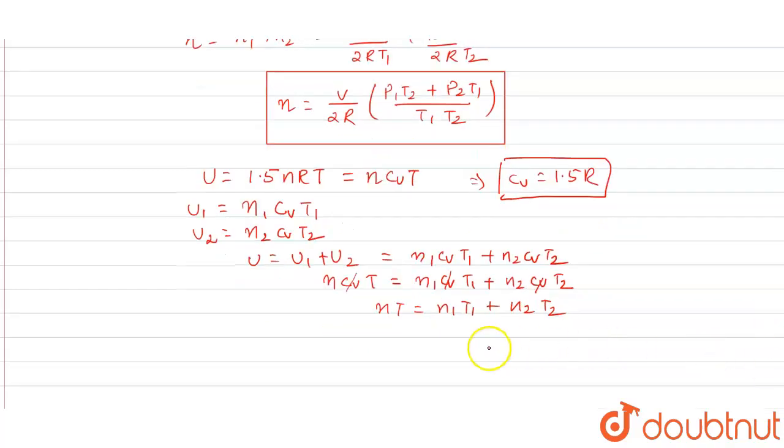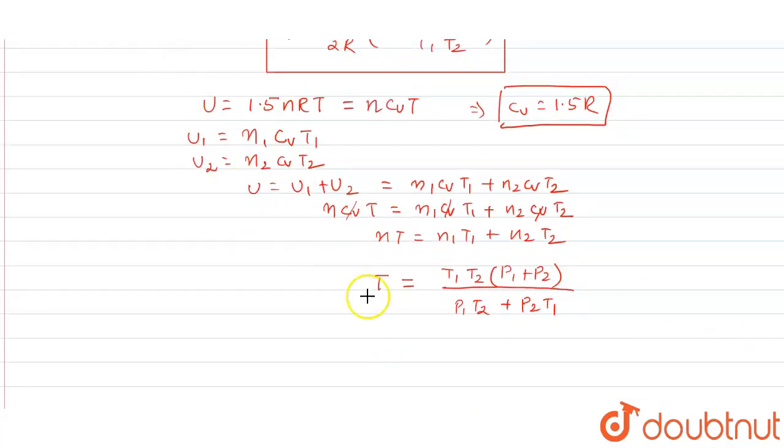Since we have calculated the value of N1 and N2, and also the value of N, putting it in this equation we can easily find the final temperature, or the equilibrium temperature, that we get after thermal equilibrium. It will come out as T1 T2 into (P1 plus P2) whole divided by P1 T2 plus P2 T1. Okay, so we have calculated the final temperature, which we had to calculate in the third part. So this is the answer for the third part.